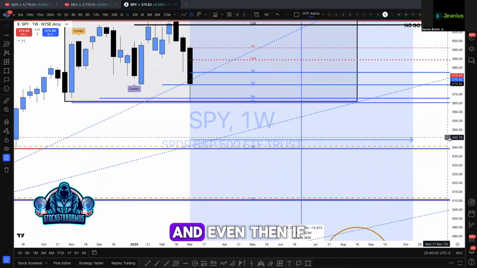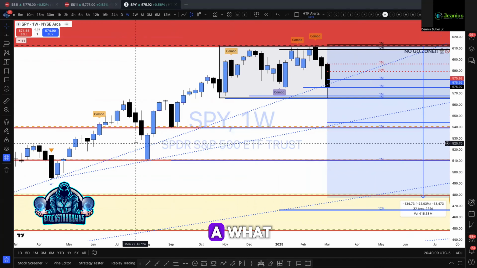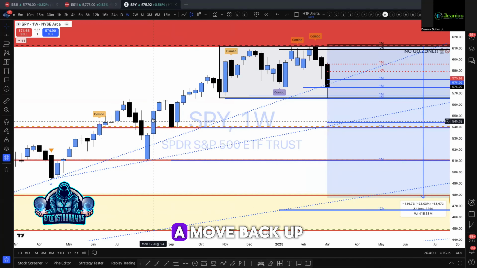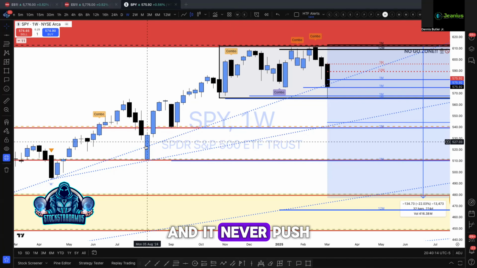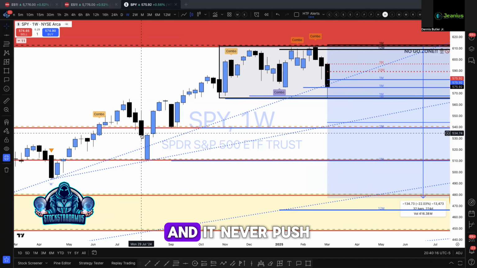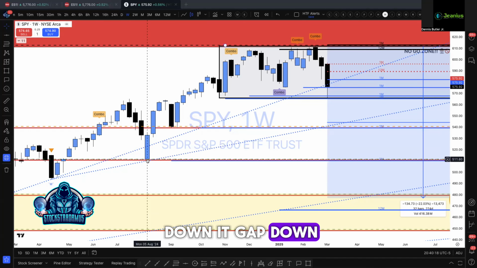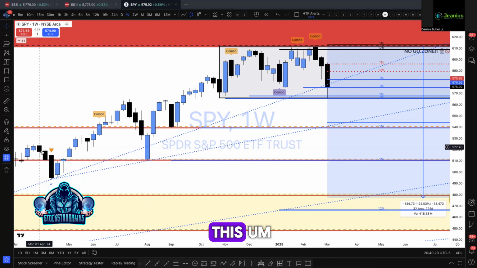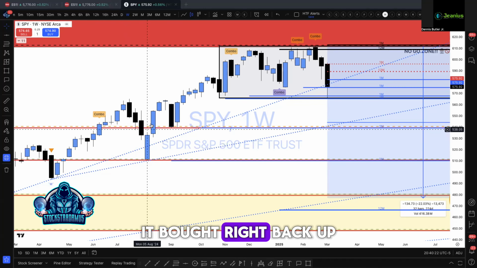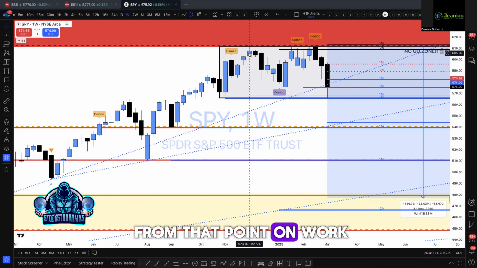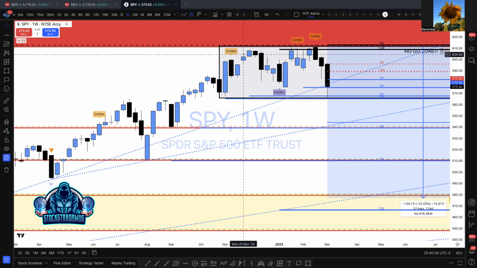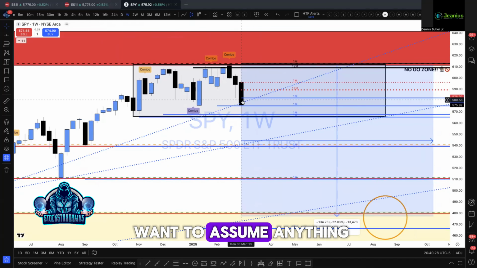And even then, if that happens, I'm still not gonna assume that it's just gonna keep selling, because a close below here could turn into a what? A move back up. After it closed below here, it never pushed down, it gapped down. But as soon as it gapped down into this demand area here, what did it do? It bought right back up, and it never stopped from that point on. Right. So you still don't want to assume anything.